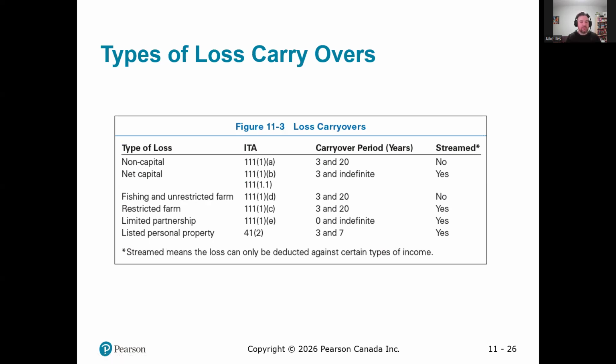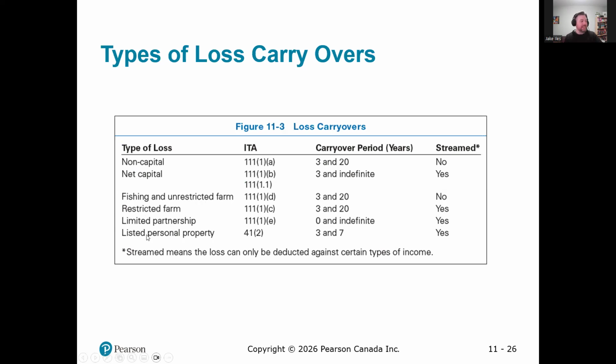We have a time restriction, but we're not restricted in how we use the losses. Any income amounts can be subtracted. We have restricted farm losses that can only be used against farm income. It has the same limitations as non-capital unrestricted farm, but it is streamed. You need farm income. Limited partnership losses cannot be carried back, but they can carry forward forever.